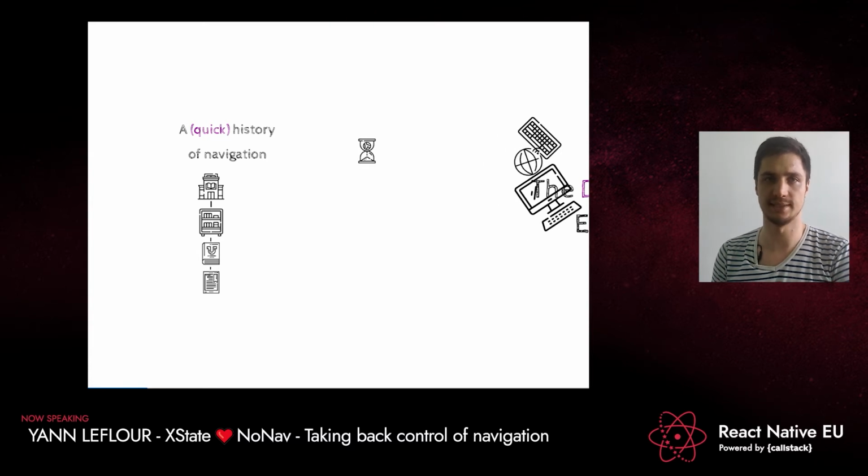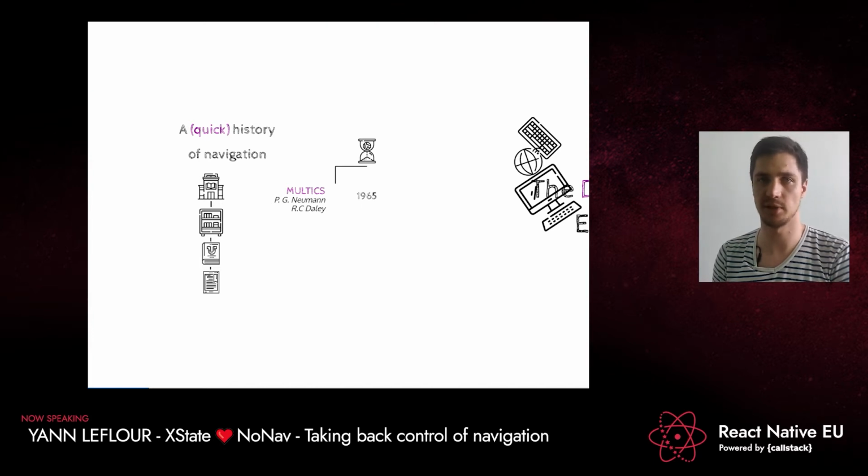So what happened is that in 1965, while they were working on Multics, one of the early operating systems, P.G. Newman and R.C. Daley published a paper describing what is still known today as the modern file system. As you know, it took inspiration from the physical world by applying the same tree structure that we have seen to information storage. In parallel, we had Ted Nelson, who, while working on Project Xanadu, which was to be the first internet, coined the term link and its usage to navigate between entries.